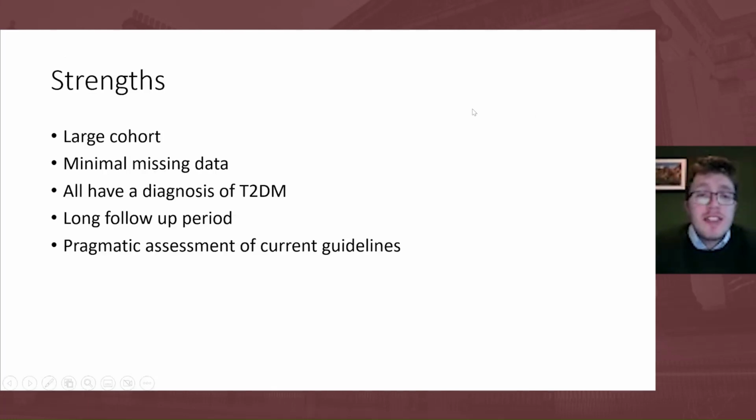So I think the strength of this study is that we had a large cohort and we had minimal missing data. All of our patients have type 2 diabetes and we followed them up for a long period of time. And we believe this is a pragmatic assessment of current guidelines, as the current guidelines suggest that all patients with type 2 diabetes should be screened using these tools to see whether they're high or low risk.